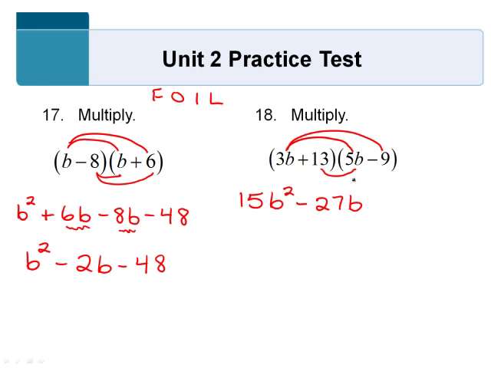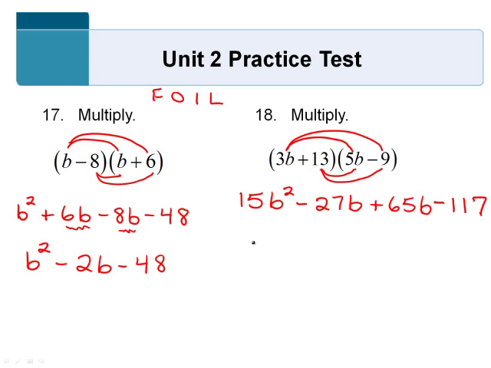Those are the inner. 13 times 5b is positive 65b. And 13 times negative 9 is negative something. Let's see. 27, carry a 2, negative 117. Ugh, who writes this stuff?